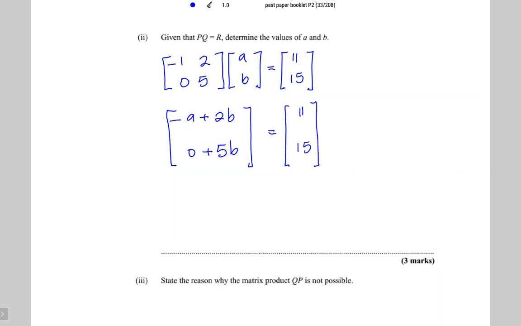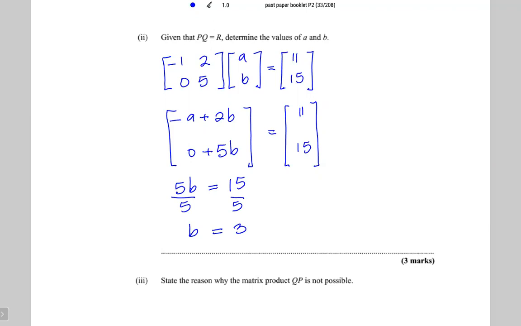So now what I can do is compare elements. I have one matrix equal to one matrix. In that case, I can compare elements, because when two matrices are equal, they are of the same order and corresponding elements are equal. It means, therefore, that the bottom element on the left, which is 5B, is equal to the bottom element on the right, which is 15. Divide both sides by 5, and I'm going to get B is equal to 3.